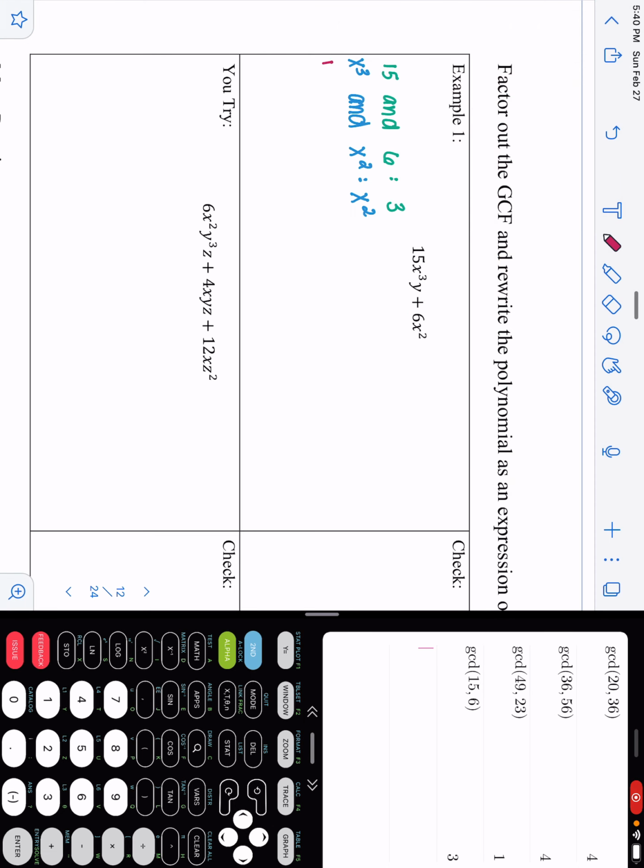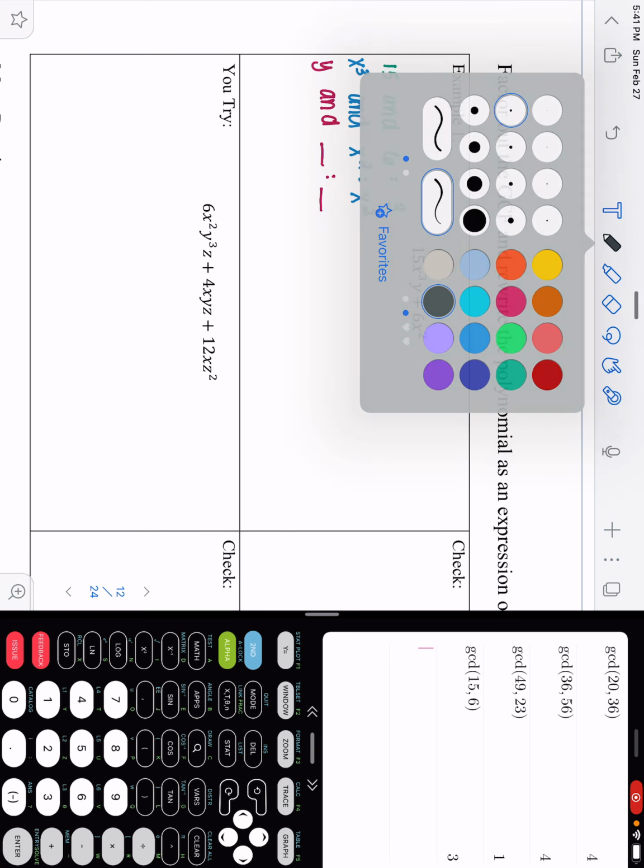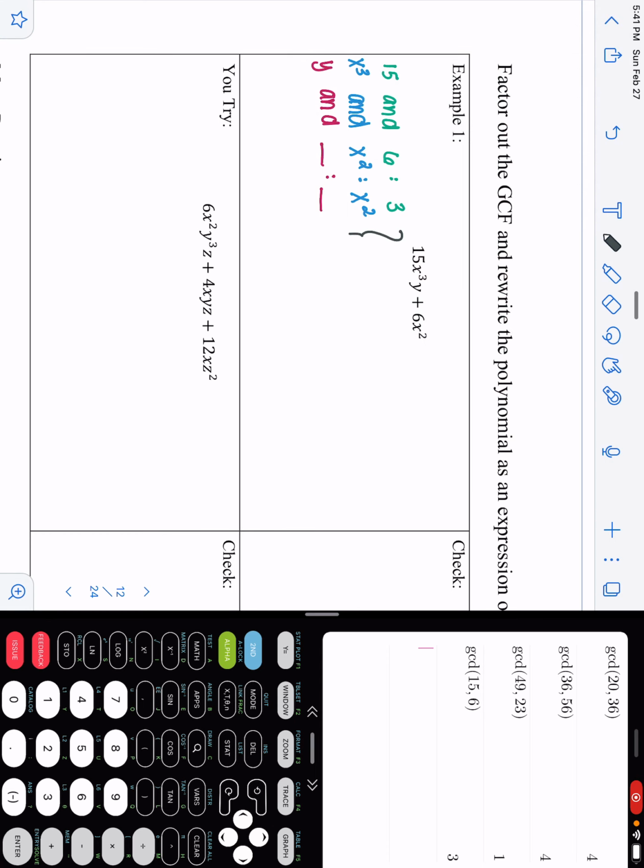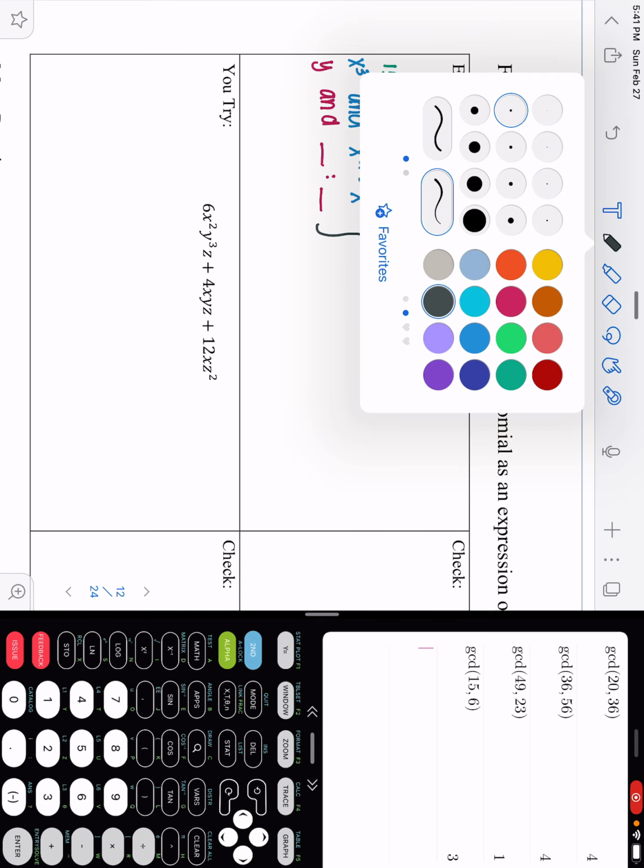And then I have y, and notice your second term doesn't have a y, right? So it's like y and 1, basically. But there's no y's there, so we're not allowed to pull out any y. So our combined GCF is 3x squared. All right, I don't think that's where a lot of people struggled when we were in class. It's this next step.